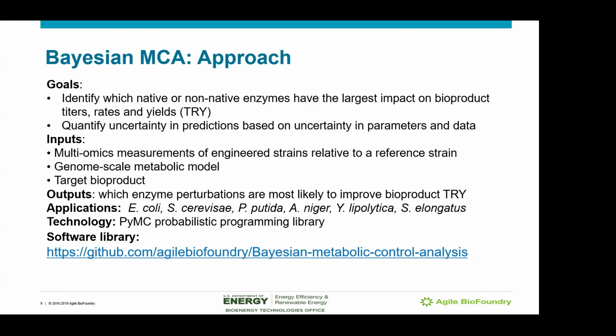We achieve this by taking as inputs multiomics measurements from engineered strains that were relative to the highest producing strain. We also need a genome scale metabolic model and the current titer, rate, and yields of each of the target bioproducts in each strain. Now, our outputs are targeted and actionable insights, essentially pinpointing which set of enzyme perturbations are most likely to improve the titers, rates, and yields of the highest producing strain. We've successfully applied this tool to a variety of organisms, including E. coli, yeast, filamentous fungi, and cyanobacteria.